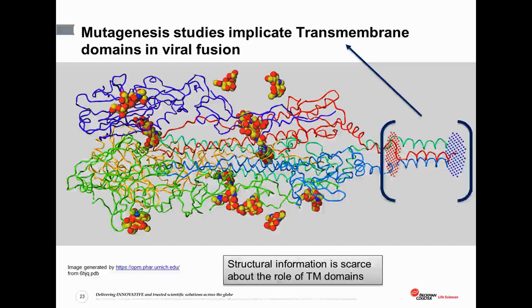So structural information about what's happening to that part of the viral fusion protein, which is sticking outside of the viral membrane, has been investigated by many scientists, and there is quite a bit of information out there. Structural information about what's happening to the transmembrane domain, which is shown now in this bracket, that's not very widely available, and that is the exact system which Webb and co-workers looked at in this study.